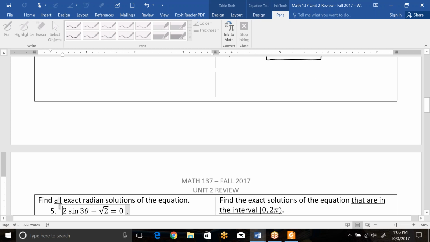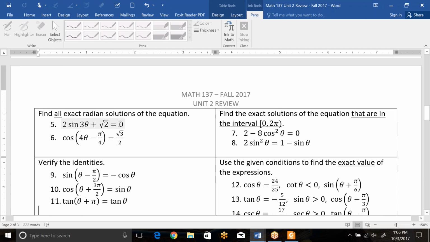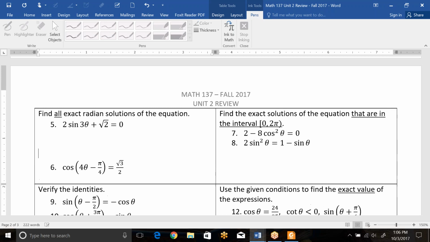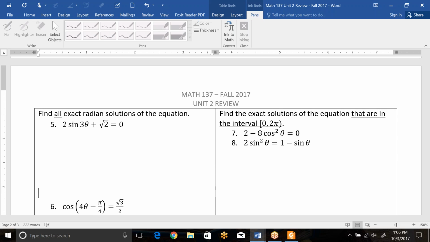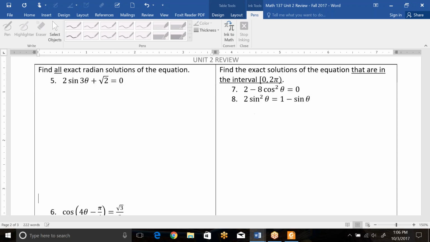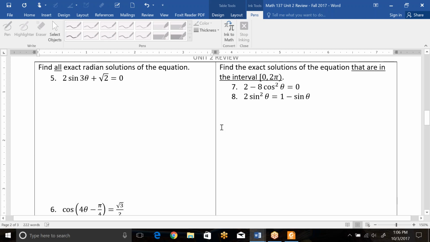Okay, let's look at the next subgroup of problems. We want to find all the exact radian solutions of the equation 2 sine 3 theta plus square root of 2 equals 0. And then we'll have number 6 after that one. So let's talk about 5 first. We would try to isolate the sine 3 theta first by subtracting over the square root of 2, then divide by the 2 that's out front. Remember, the 3 inside you can't move. That's part of the argument for the angle. So this is negative square root of 2 over 2.